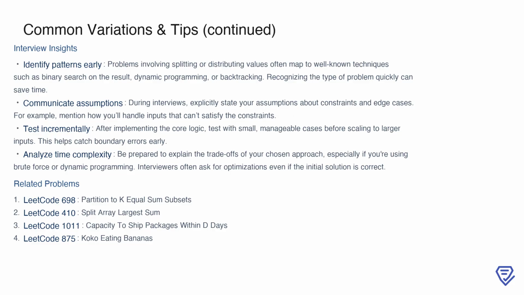Start by identifying problem patterns early. Many problems involving the distribution of values can be mapped to well-known techniques like binary search, dynamic programming, or backtracking. Recognizing these patterns quickly will save valuable time. Also, make sure to clearly communicate your assumptions to the interviewer. For example, if you're dealing with inputs that might not satisfy the constraints, explain how your solution will handle those cases. Testing incrementally is another important step. Begin with small and manageable cases to catch boundary errors early before scaling up to larger inputs.